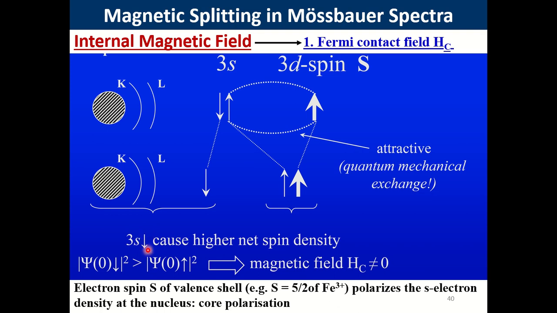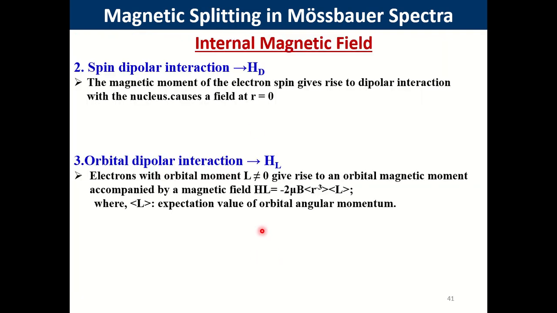So there is a net spin density at the nucleus because of these 3s electrons. The 3s down spin will cause a higher spin density at the nucleus, so the s electron density of the down spin is greater than that of the up-spin electrons at the nucleus. The net magnetic field caused will be different due to the spins, and this will give rise to a contact magnetic field. So this is one component that we were talking about. The other two components are similar.